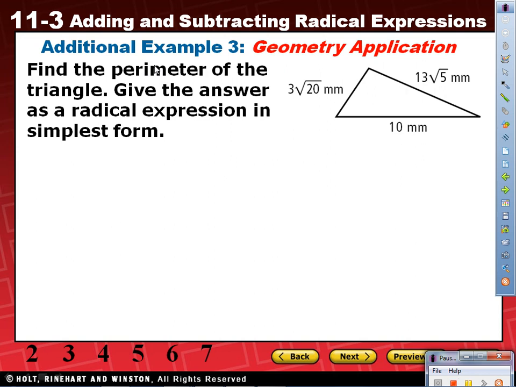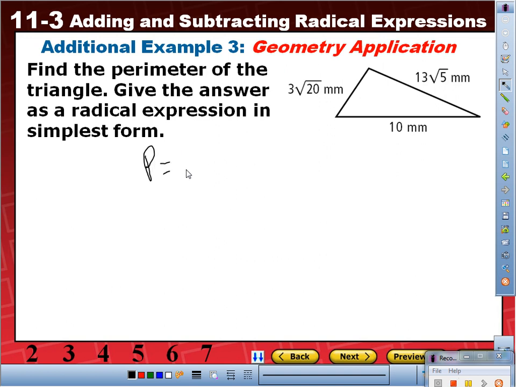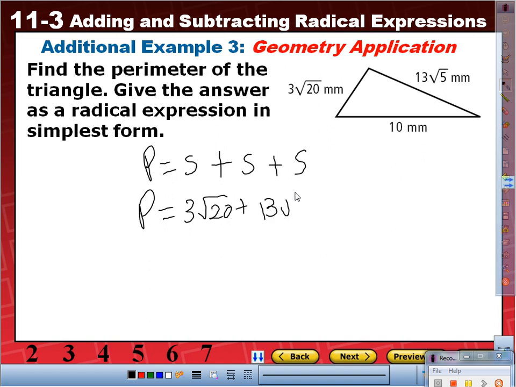It says, example 3, find the perimeter of the triangle. How do we find the perimeter? Add all sides, right? Perimeter equals side plus side plus side. So therefore, this is perimeter equals 3 square root 20 plus 13 square root 5 plus 10. So can we add these two? No, because they don't have the same radical.